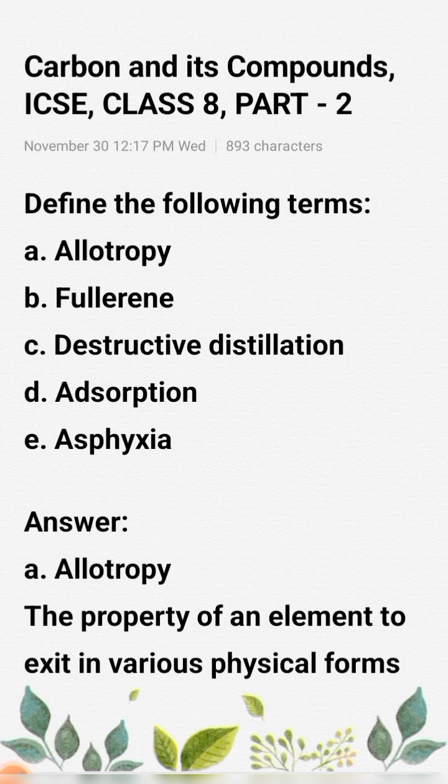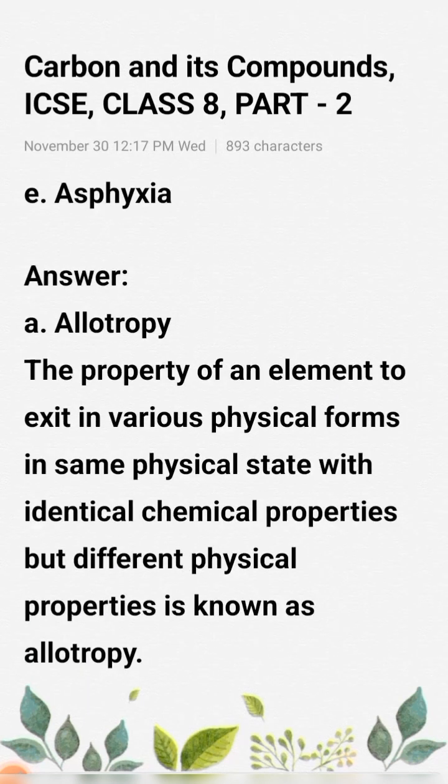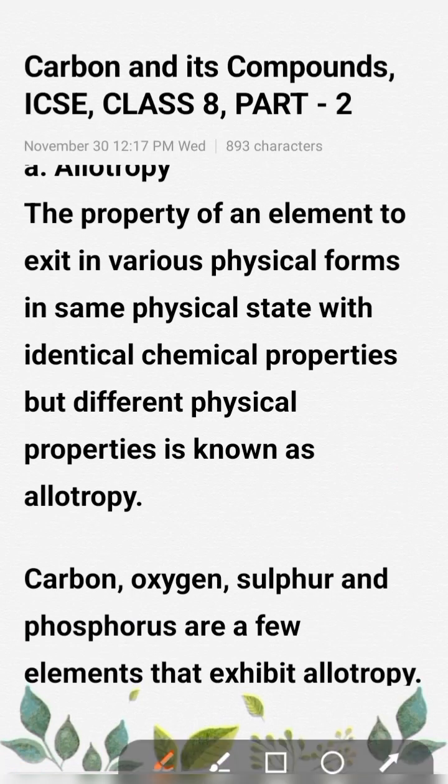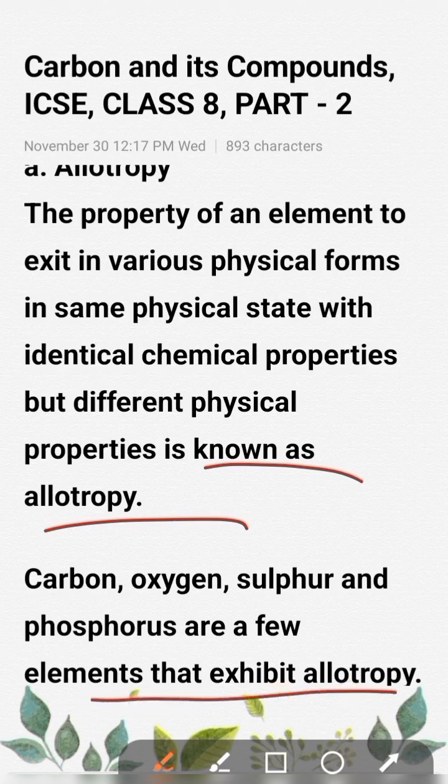Now explain or define the following term: allotropy. Allotropy is the property of an element to exist in various physical forms in the same physical state, with identical chemical properties but different physical properties. For example, carbon, oxygen, sulfur and phosphorus are a few elements that exist in allotropy.